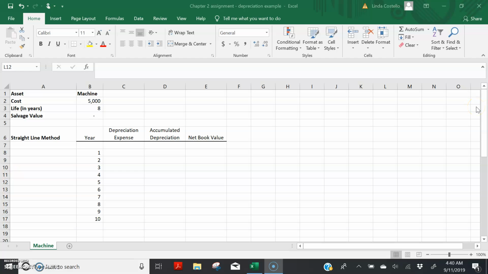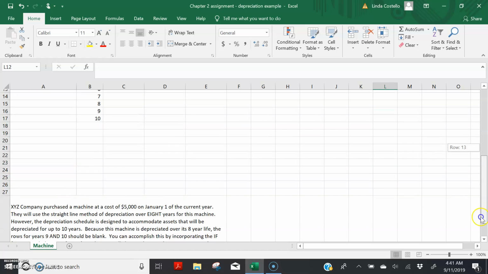Hi, everybody. The assignment number 2 for the depreciation is a little bit complicated, so I thought I'd try to give you a quick video to show you some of the tricks in getting that if function to work with the rest of your formula. So let's take a look at the example problem we've got.